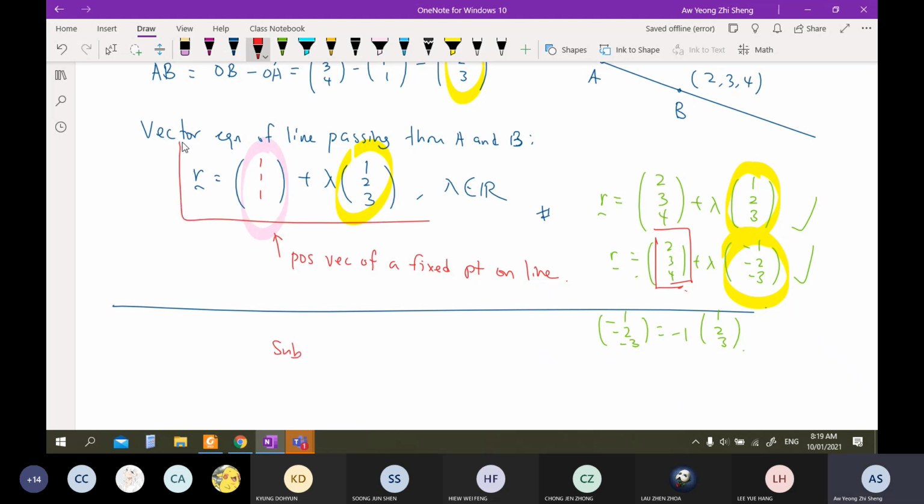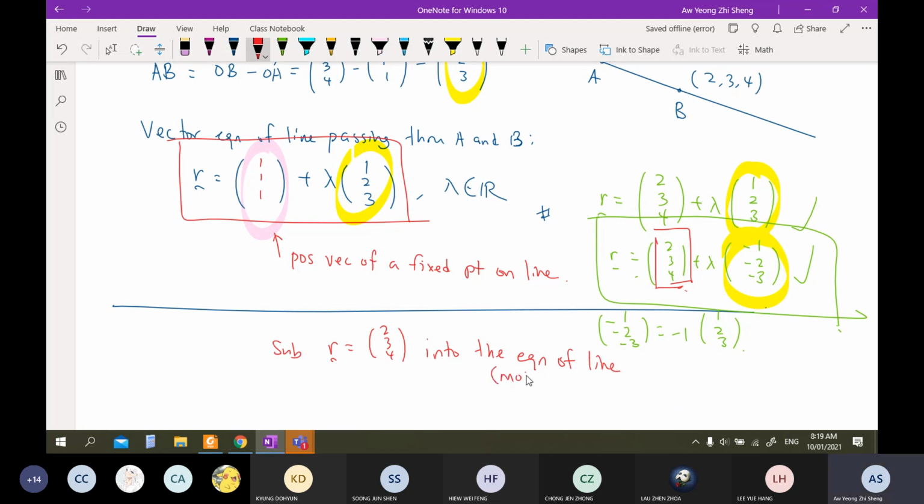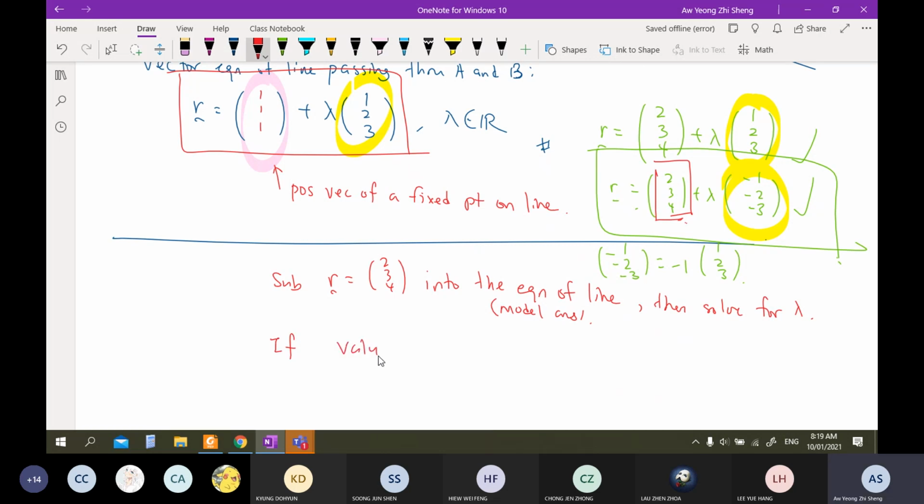Let's say the blue color answer is the model answer, and you are giving this answer in the green box. To check whether (2, 3, 4) is lying on the line or not, you just need to sub r equals (2, 3, 4) into the equation of the line, or the so-called model answer. Then solve for lambda. If the value of lambda is consistent, then (2, 3, 4) lies on the line. So if (2, 3, 4) lies on the line, then of course your answer is correct, because you just need to ensure that you are using a point that really lies on the line.